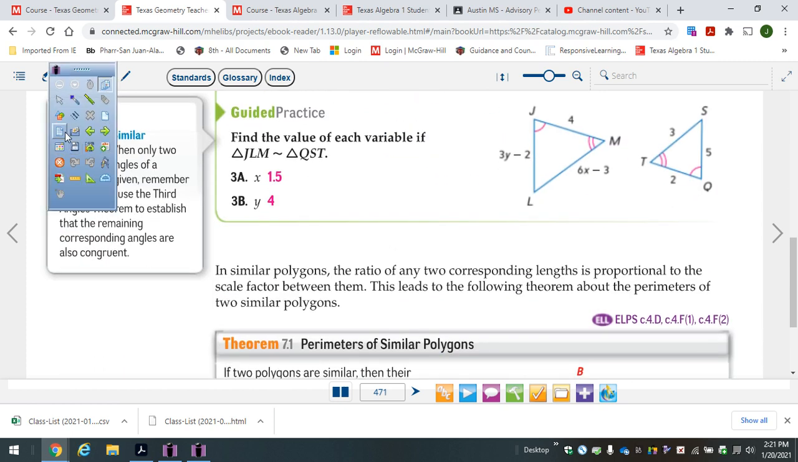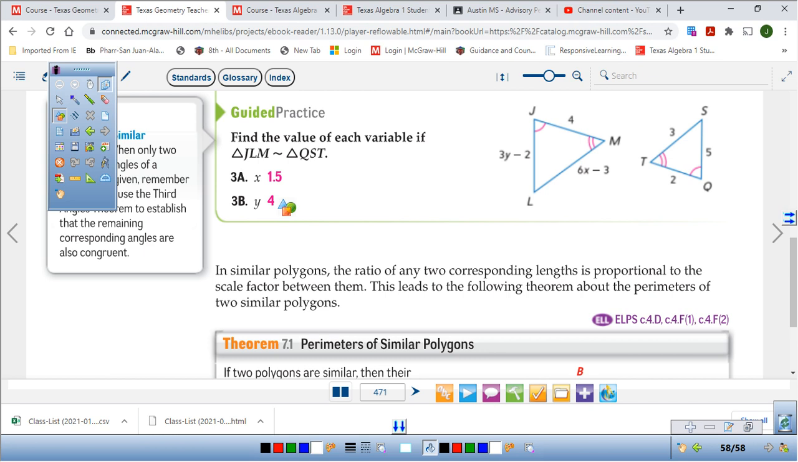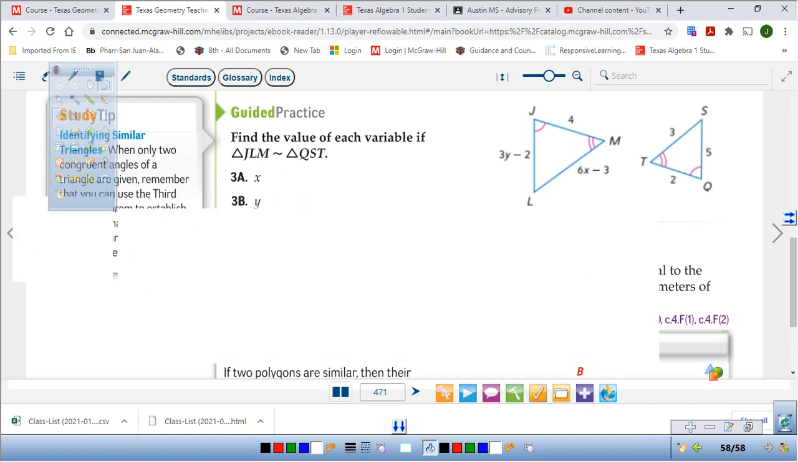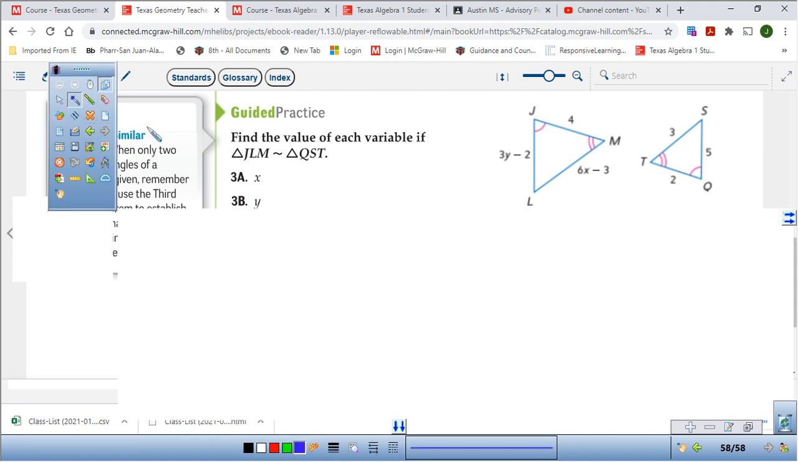Let's practice this one. Okay, so let's look at this one quick. JLM is similar to QST. JLM. Okay. Is Q. Yeah, it works out. See how they went from 1 to the unmarked one? 1 to unmarked one. Okay.